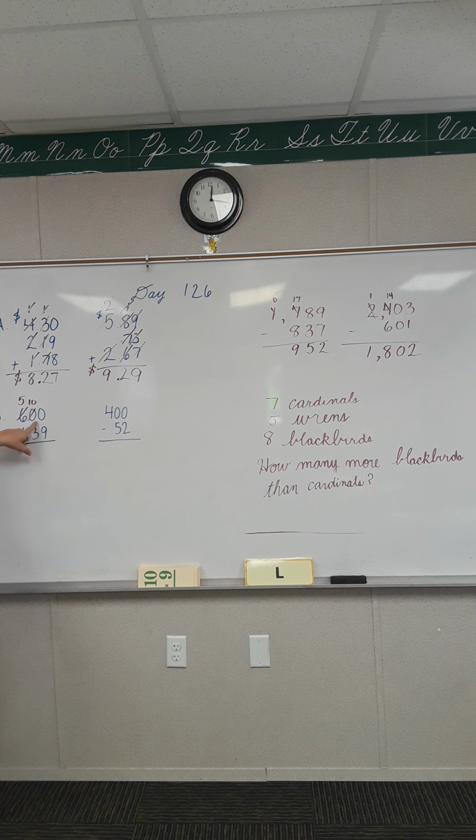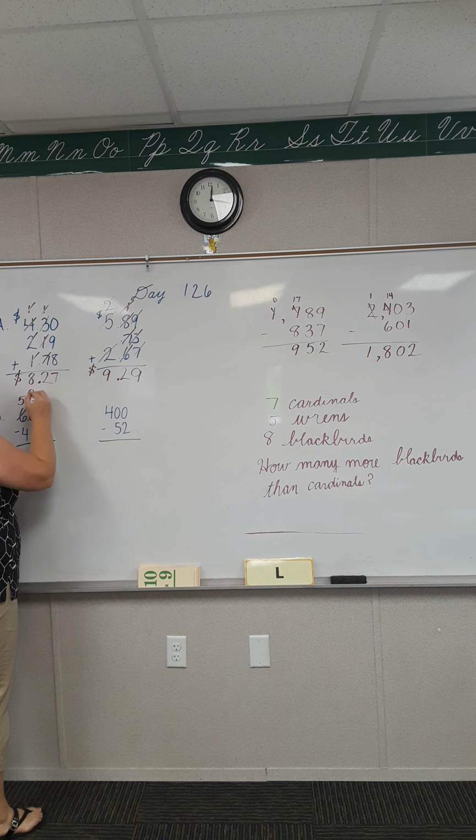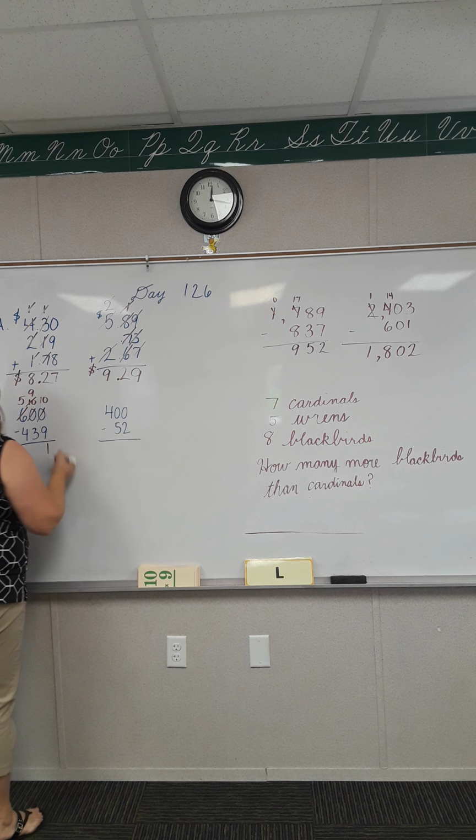Now you can borrow to make this a 10, but you don't just make this a 10, you still have to borrow from this one, this neighbor, to make this one a 10. Now you can do 10 take away 9 equals 1. 9 take away 3 equals 6. And 5 take away 4 equals 1. 161.